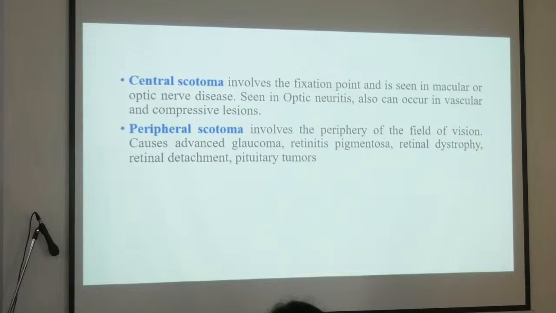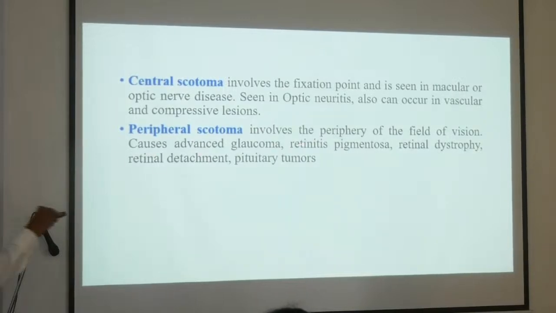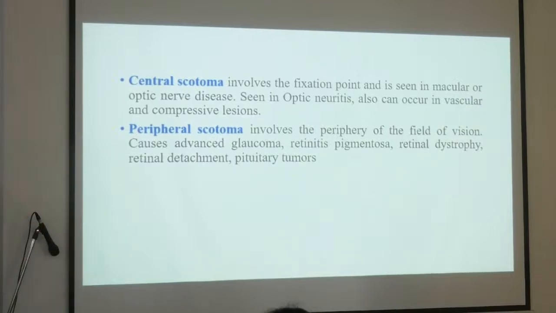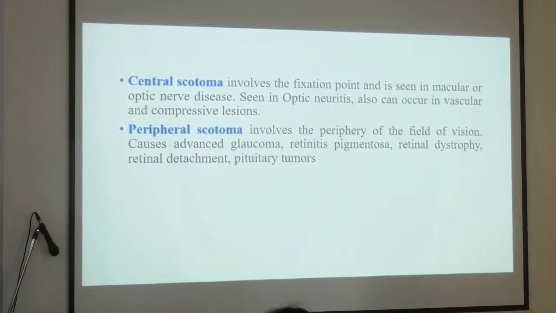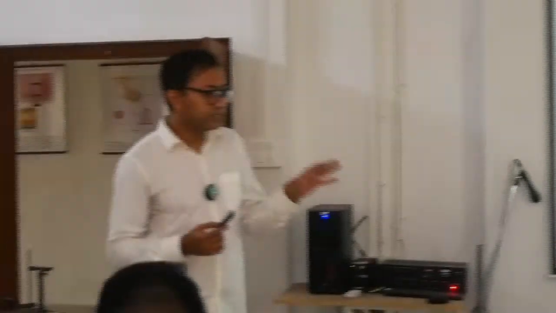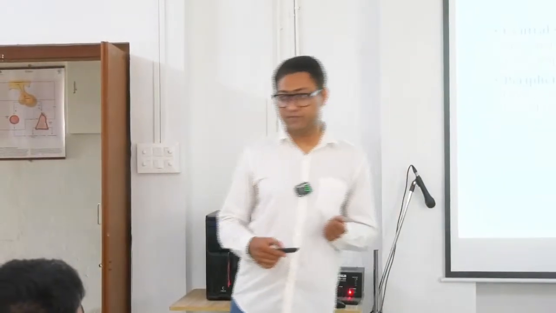And peripheral scotoma involves the periphery of the field of vision, and it is seen in advanced glaucoma, retinitis pigmentosa, retinal dystrophy, retinal detachment, or any pituitary tumor, right? So remember the situations where there is a defect in the central field of vision and where there is a defect in the peripheral field of vision.